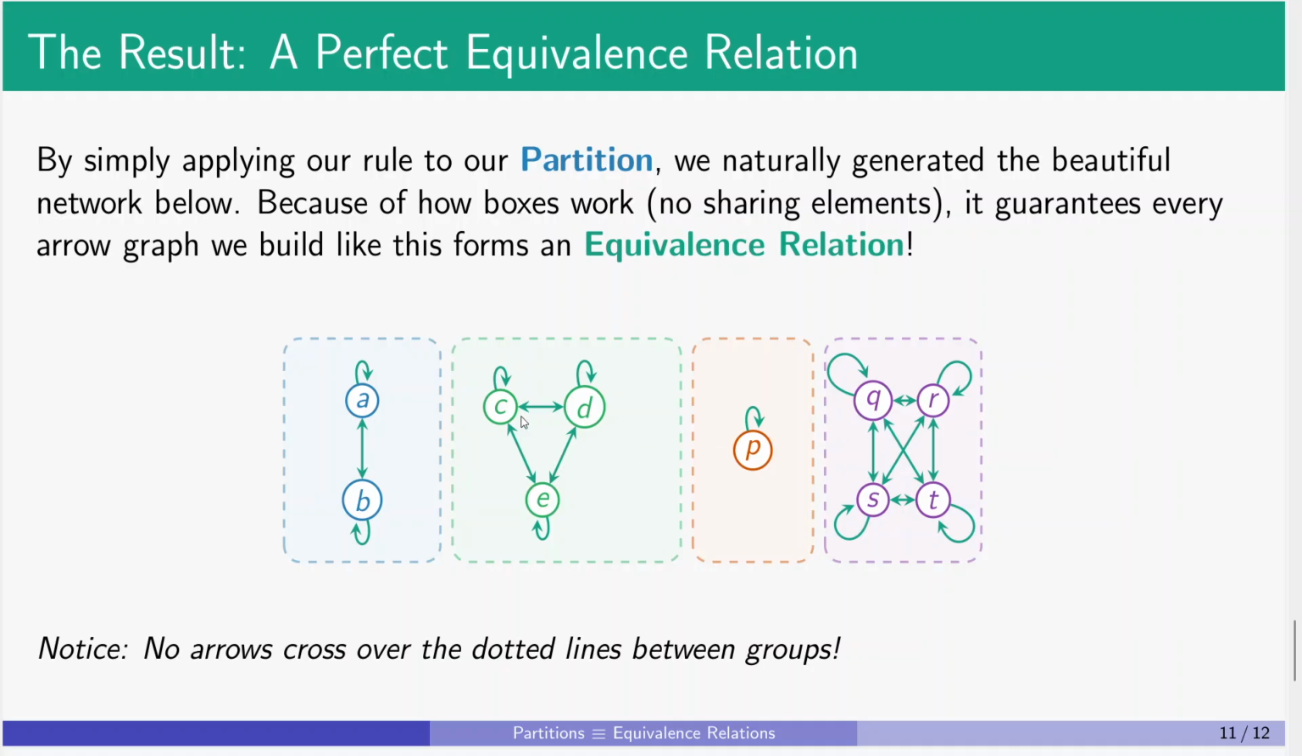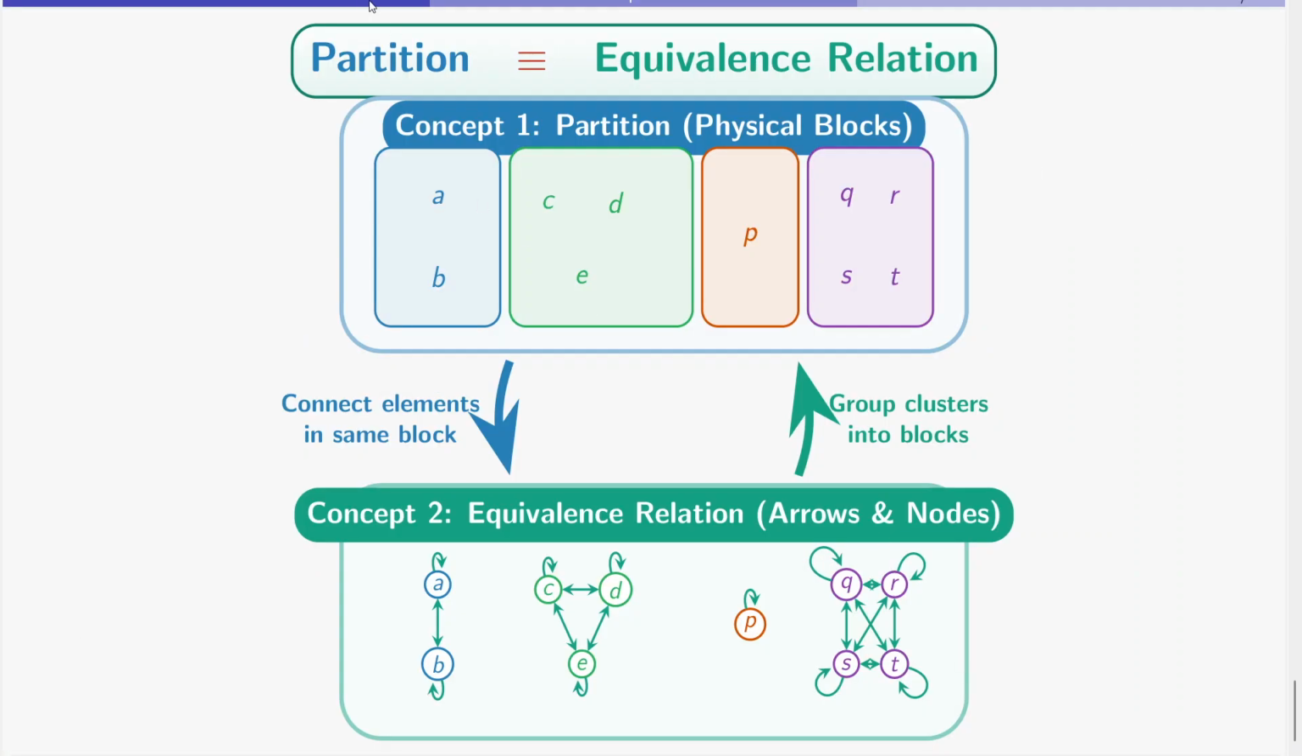This is not a coincidence. This is the deep mathematical truth at the heart of today's lesson. The no-overlapping property of partitions is exactly what gives us transitivity. The total coverage property is exactly what gives us reflexivity. And the fact that we draw connections in both directions gives us symmetry. And now we reach our grand conclusion. A partition and an equivalence relation are not just related. They are 2 different ways of describing the same underlying mathematical structure.